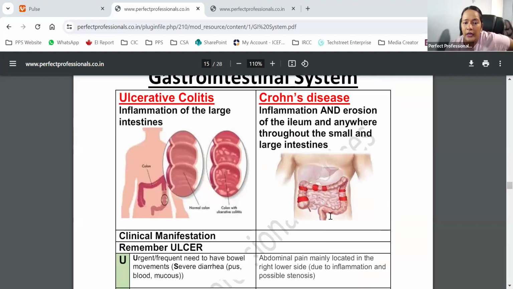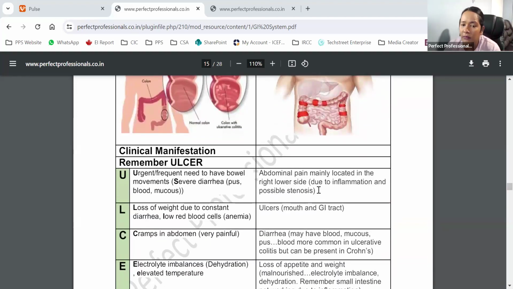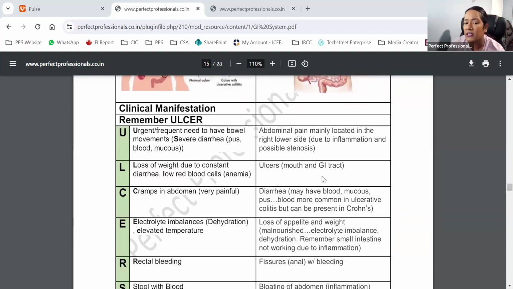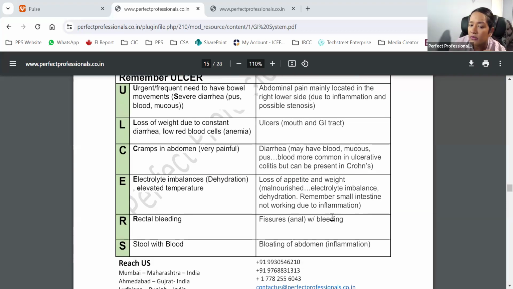Now, for Crohn's disease, there will be abdominal pain, mainly located in the right lower side due to inflammation and possible stenosis. The patient will have ulcers in the mouth or GI tract. Diarrhea will be there, maybe with blood and mucus, which is more common in ulcerative colitis, but it can be present in Crohn's disease also. Loss of appetite and weight will occur because of malnutrition, electrolyte imbalance and dehydration. Remember, the small intestine is not working due to the inflammation.